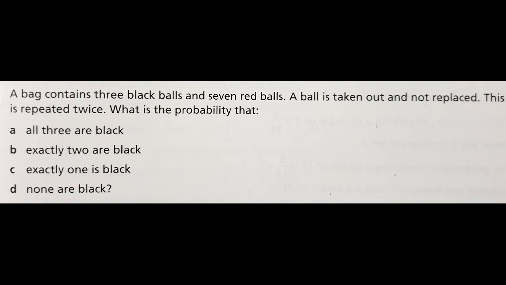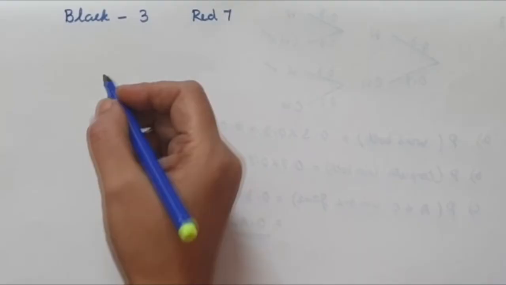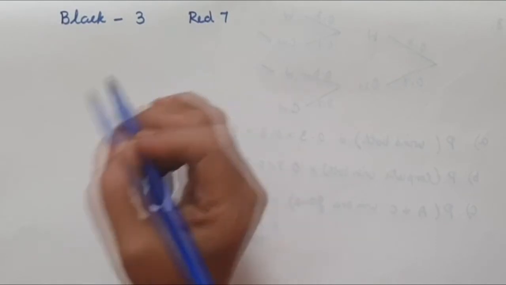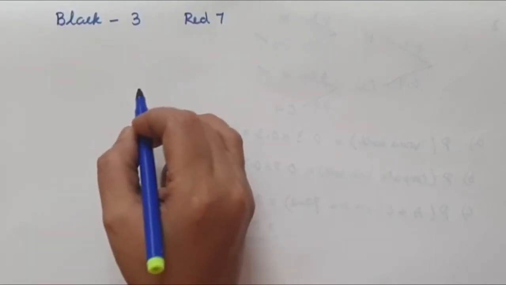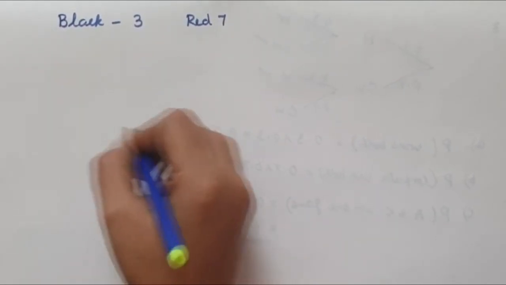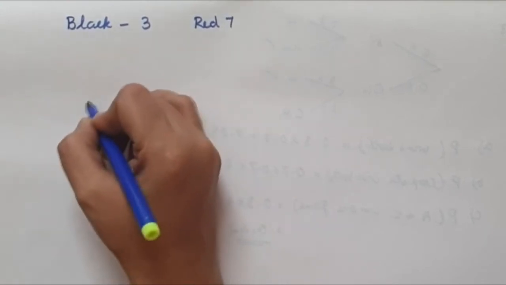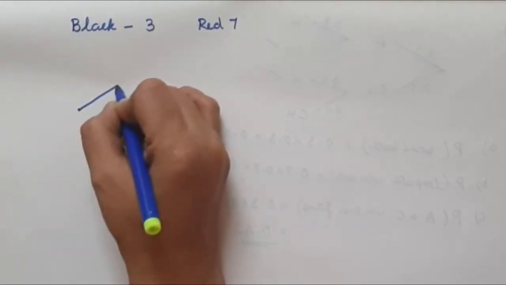The next one: a bag contains 3 black balls and 7 red balls. A ball is taken out and not replaced. This is repeated twice. What is the probability that all 3 are black, exactly 2 are black, exactly 1 is black, none are black? We have black 3, red is 7, and twice it's being repeated. You take a ball and you don't replace it. So twice it is there. So we have to draw 3 branches now.